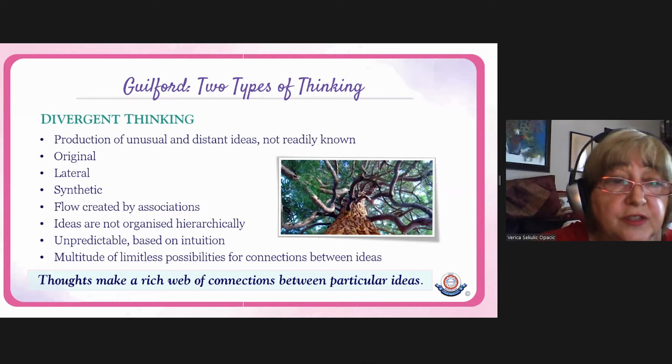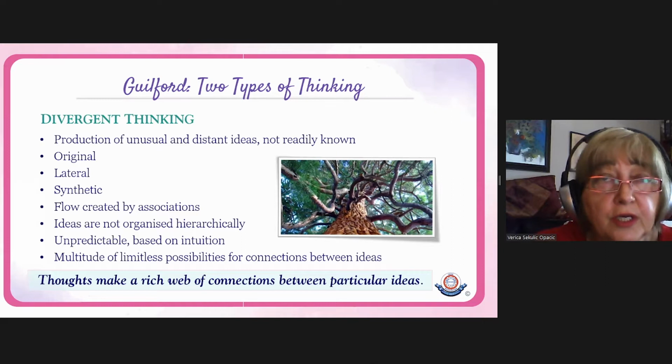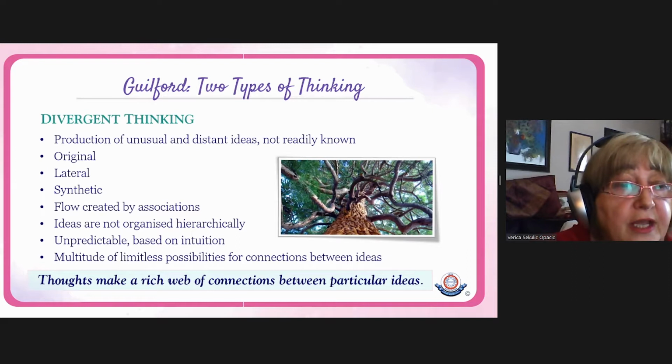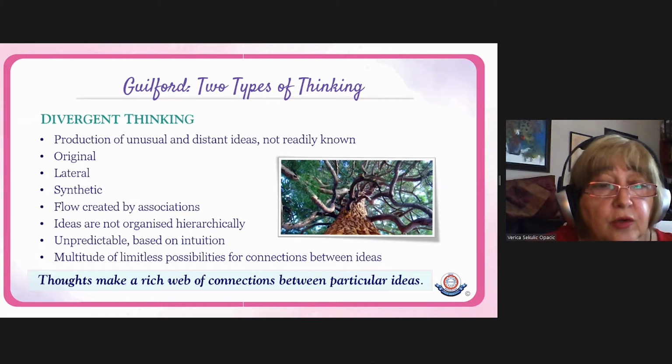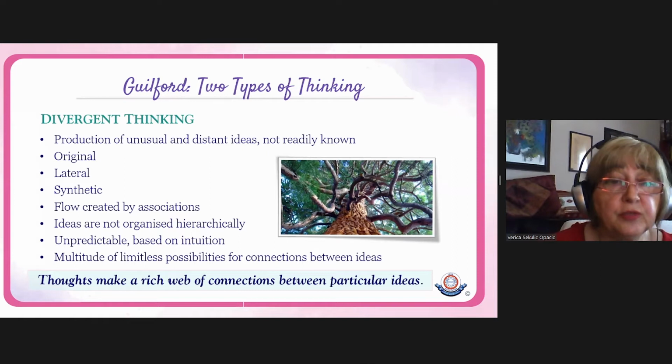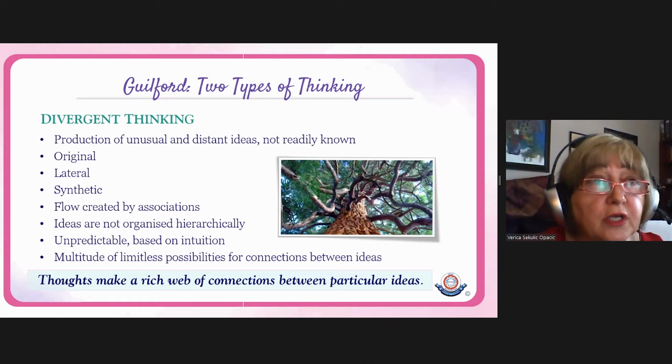And it is very open. We make unusual, distant ideas. We come to original conclusions we did not think about before. This way of thinking is synthetic. It's lateral. We do not go directly to one point, but try to find many more solutions. And we do this with the flow created by associations. All these ideas which appear in this way of thinking are equal. We do not have one general idea, but we produce a lot of very different ideas.